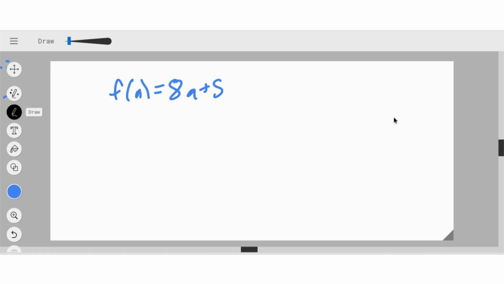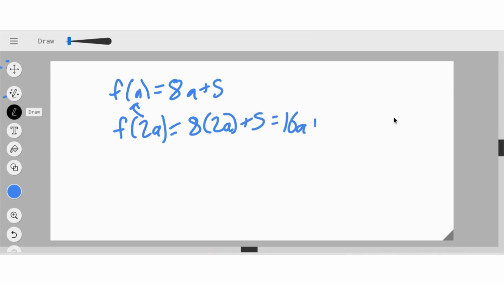But f of a equals 8a plus 5, a question could ask, what's f of 2a? And here, we're still just plugging 2a in for a, so we get 8 times 2a plus 5 equals 16a plus 5, and that's our answer.